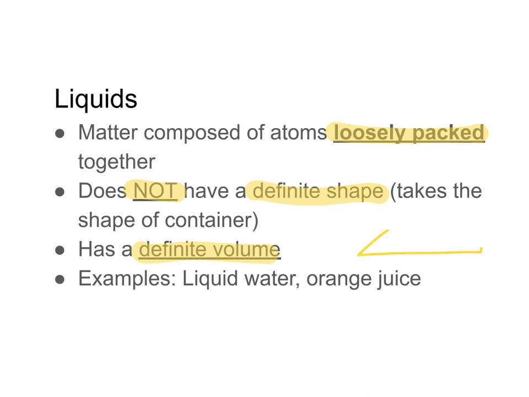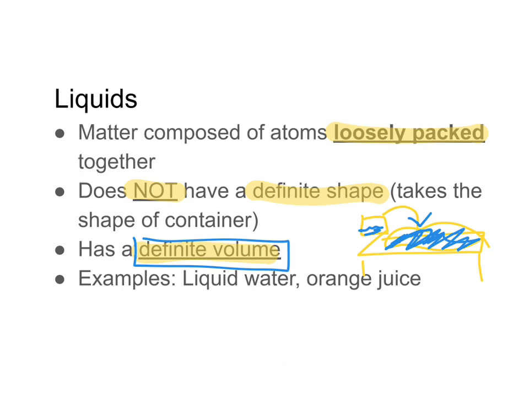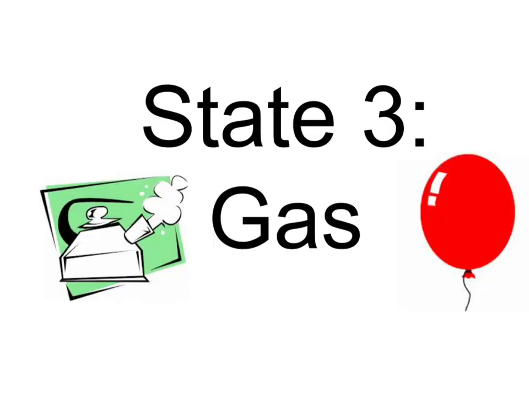If, again, we took our table example and we poured water onto the table from a cup. When the water was in the cup, it would take the shape of the cup. When the water is poured onto the table, it goes everywhere, right? Because it doesn't have a container to go in. However, the amount of space that that water is taking up is going to be the same. It's a definite volume. If you have 100 milliliters of water in this cup, now you have 100 milliliters of water all over your table. Examples are liquid water and orange juice.